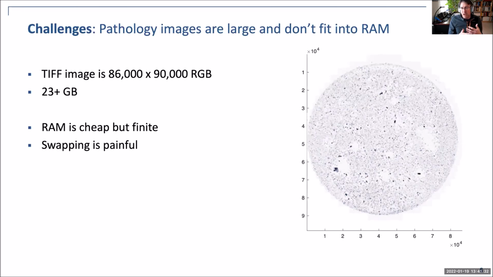but when processed on an individual machine, it's large. You can always buy more RAM, but only up to a point, and swapping is painful. So as you get close to the limit of memory, systems grind to a halt. This is probably not a surprise.